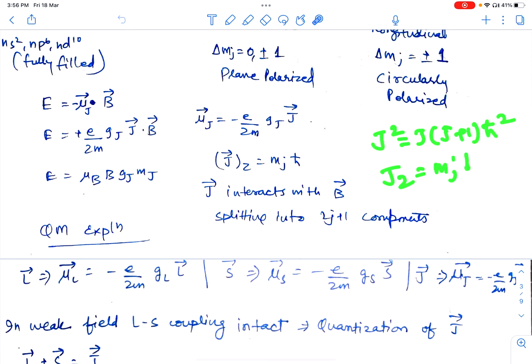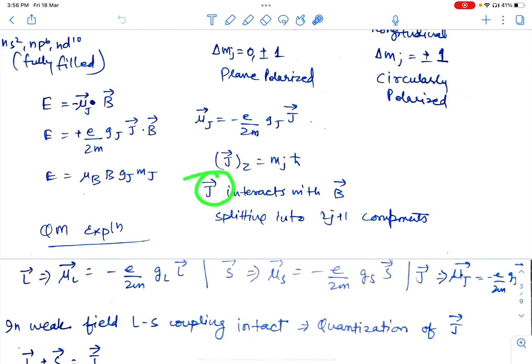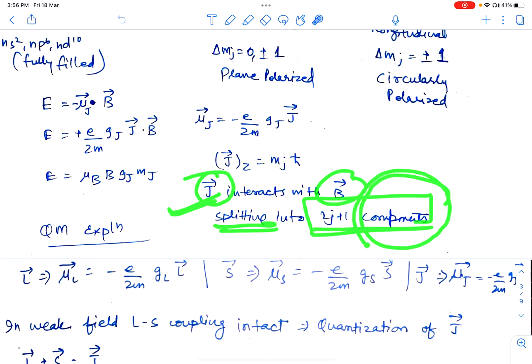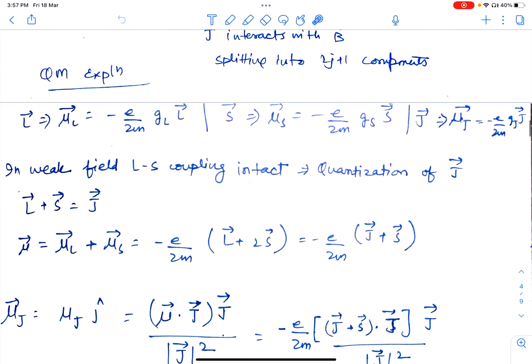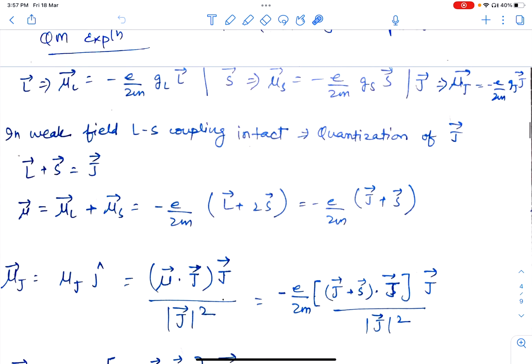Now J interacts with B, splitting into... why is this happening? Because J is interacting with B and splitting into 2J plus 1 components. Look, I am saying a very important thing: we write these components here because we are discussing the Zeeman effect, which is based on an external magnetic field. If there is L, there is mu L, e/2m g_L L; for S, mu S is e/2m g_S S; mu J is e/2m g_J J. Now we are talking about a weak field. A weak field is around 0.1 tesla to 1 tesla.